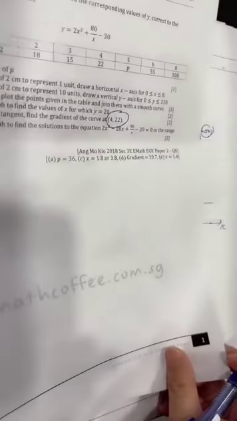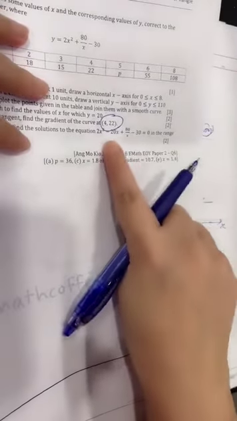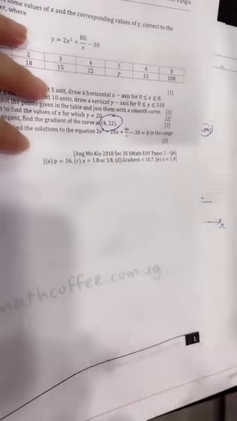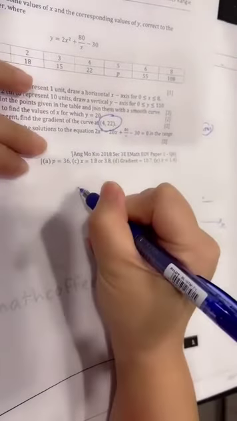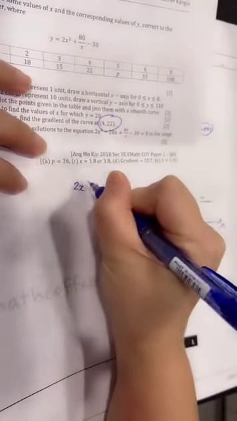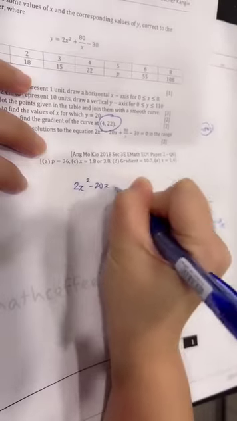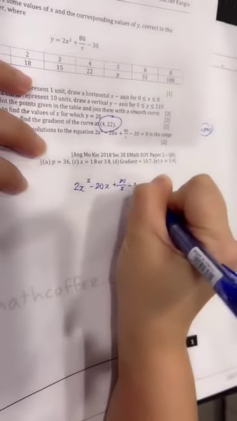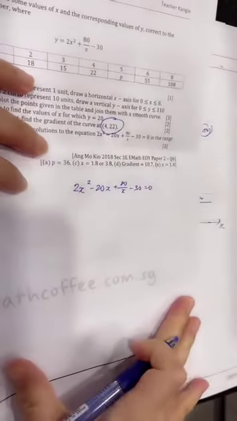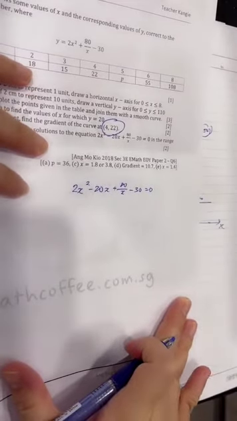Okay, I'm going to write it here. So the equation, write out the equation that they ask me to solve first. So first thing, write out the equation they ask us to solve. So it's 2x squared minus 20x plus 80 over x minus 30 equals to 0. This is the equation that they asked me to solve.